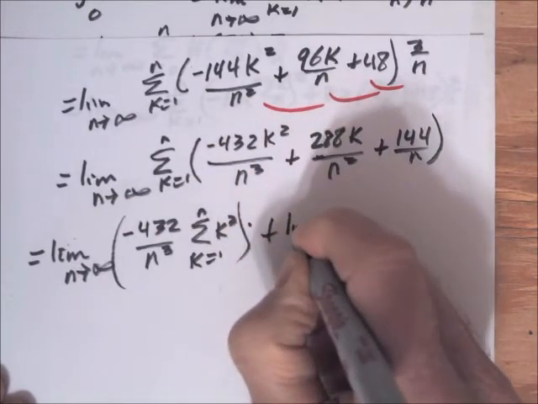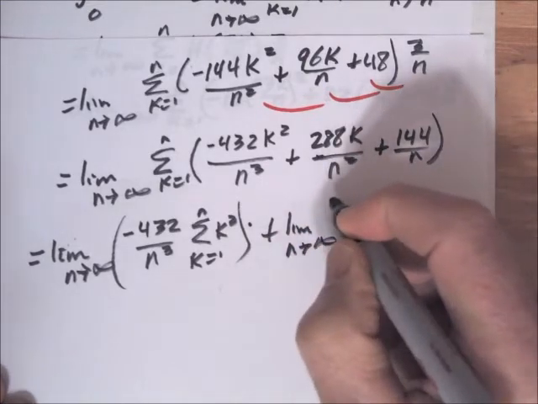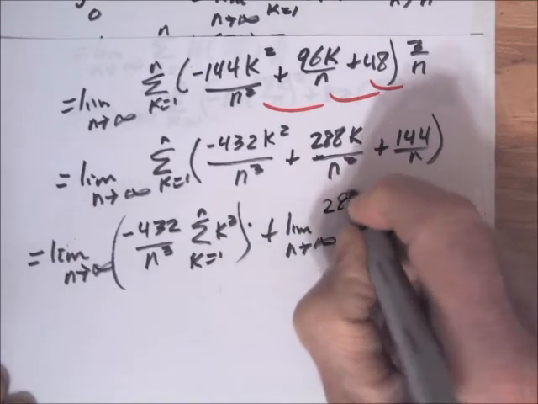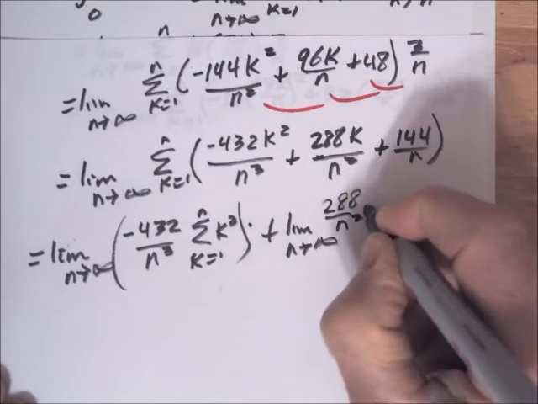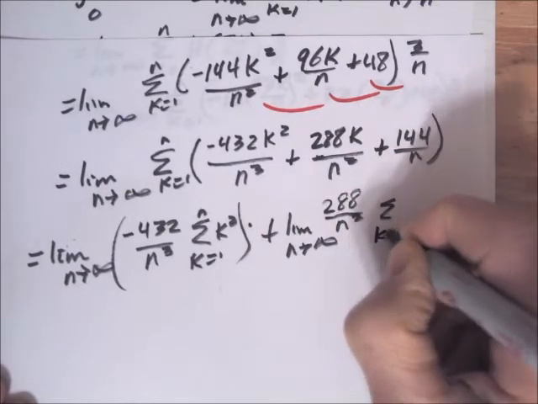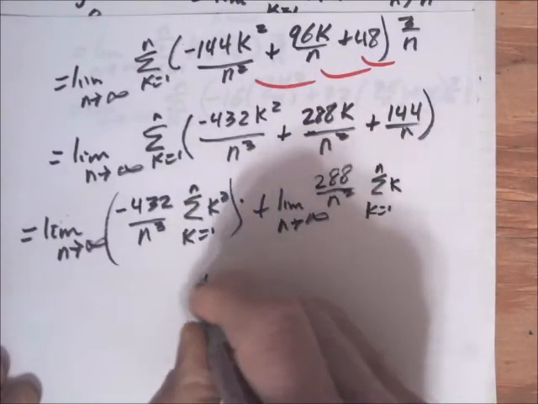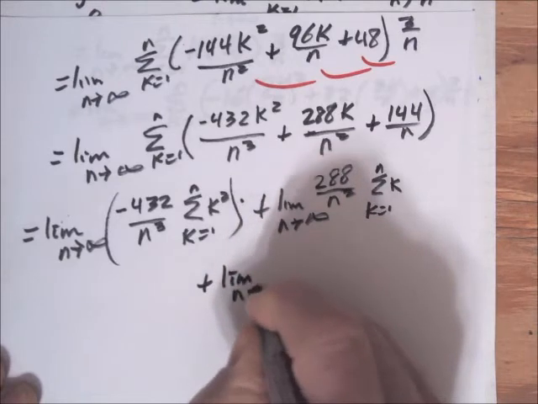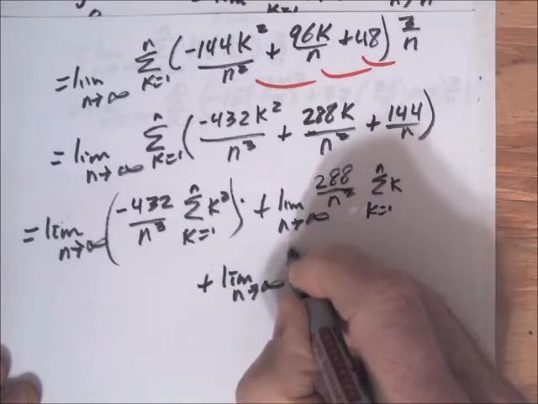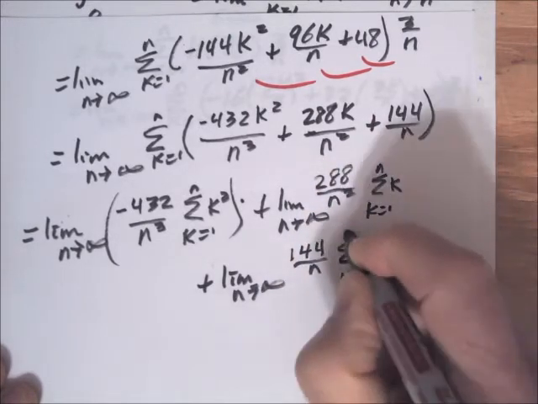Plus the limit as n goes to infinity of 288 over n squared, summation k equal 1 to n of k, plus the limit as n goes to infinity of 144 over n times summation k equal 1 to n of 1.